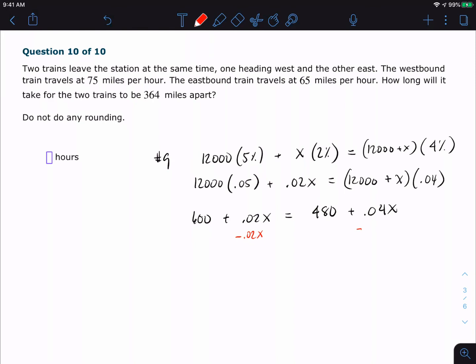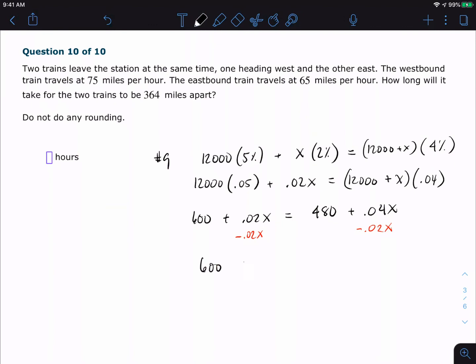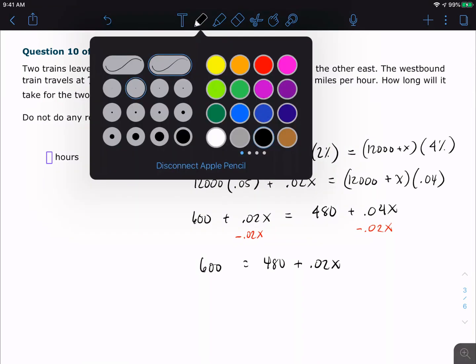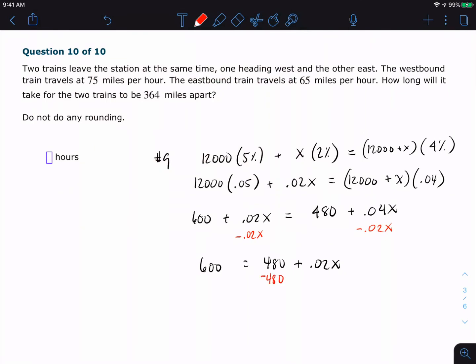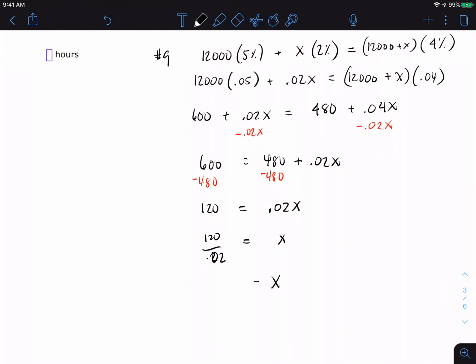And I have to subtract because it was a positive. And so I'm going to get 600 is equal to 480 plus 0.02x, right? Now, since you wanted to keep the variable on that side, I'm going to subtract 480 from here. And I'm going to get 120 is equal to 0.02x. So x is equal to 120 divided by 0.02. And that tells me that the amount in Fund B was $6,000.